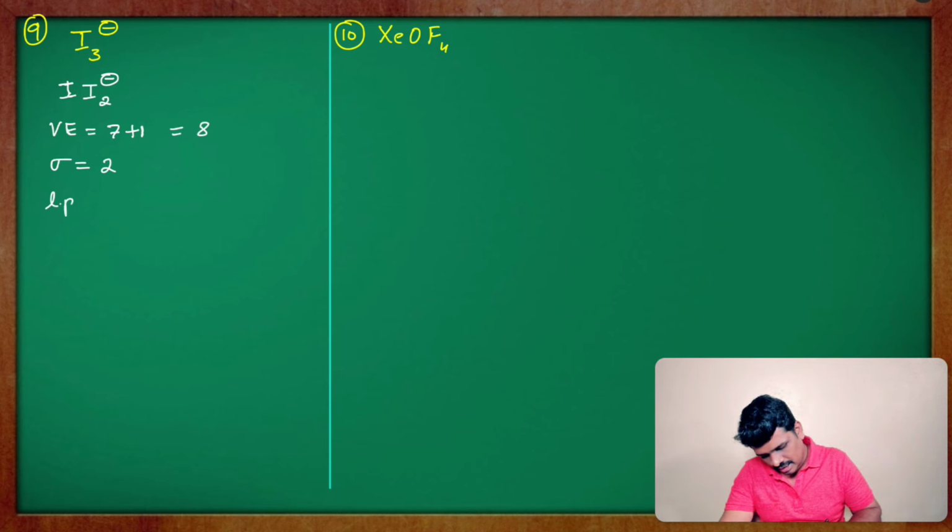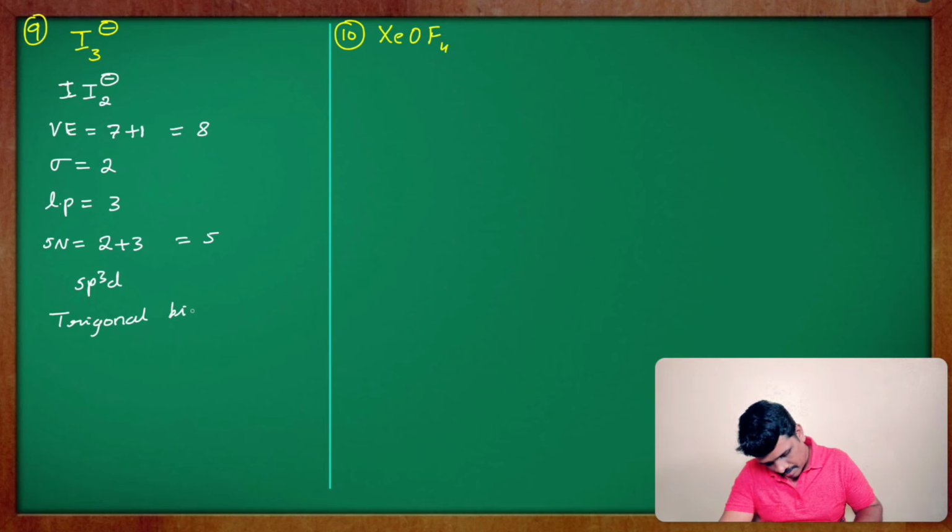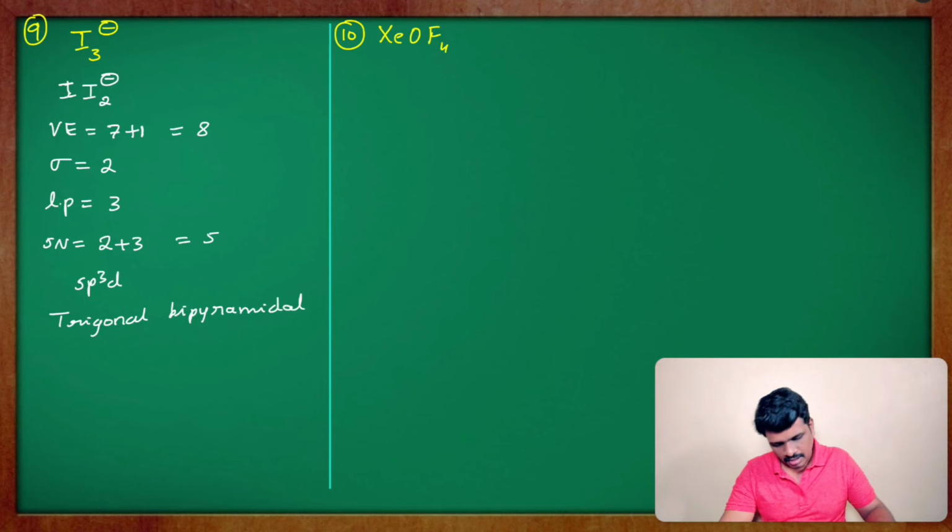So now let us calculate lone pairs. Is there any lone pairs? Yes, there are lone pairs. 8 minus 2, which is nothing but 6. That means 3 lone pairs are present. So steric number will be equal to 2 plus 3, which is nothing but 5. The hybridization will be sp3d, and the geometry will be trigonal bipyramidal. Okay, the last example is XeOF4.